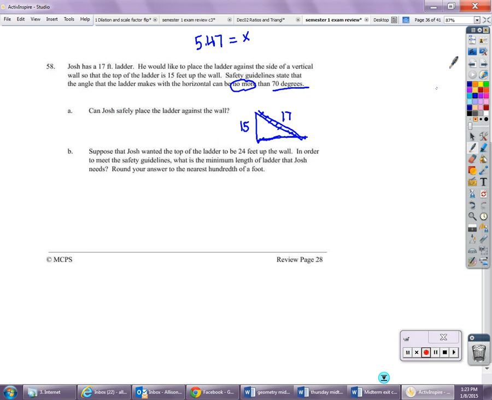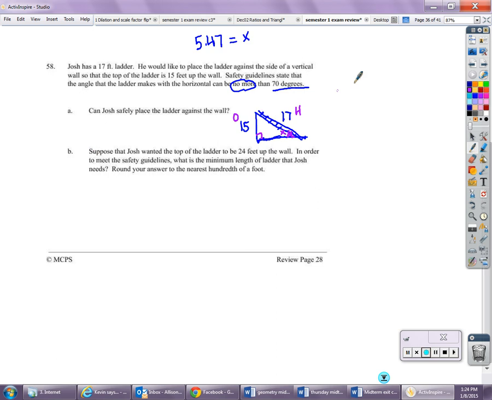So they want to know what this angle is. We don't know if it's 70. We want it to be 70 or less. So I'm going to put an X there. I know this is a right triangle. So again, with a right triangle, when an angle is involved, I'm going to use SOHCAHTOA. So here's the hypotenuse. Across the X, here's my opposite.